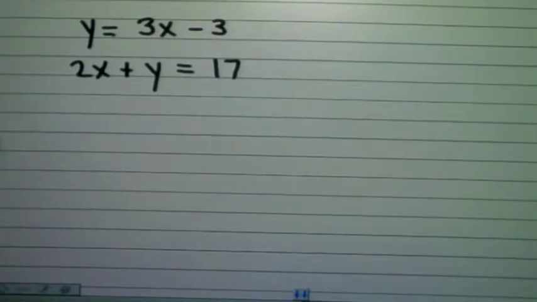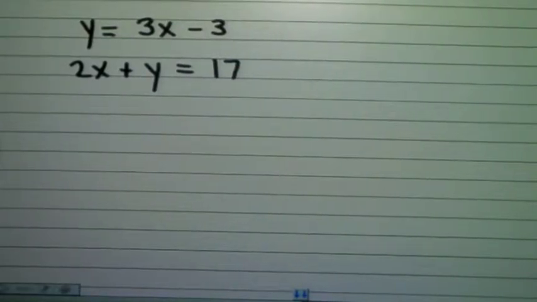In section 6.1, we solved systems of equations by graphing. However, sometimes graph paper either isn't available to us or isn't the most convenient method for solving a system. In this case, we have two equations, one of which would be fairly easy to graph, the first one, but the second one we would have to solve for y, and it might be more difficult for us to finish that one by graphing. So in section 6.2, we're going to look at solving by substitution.